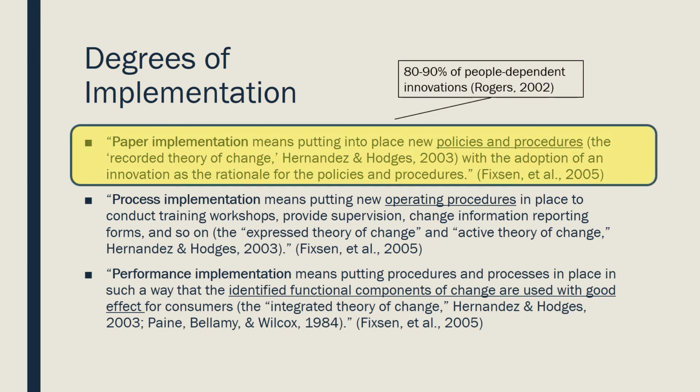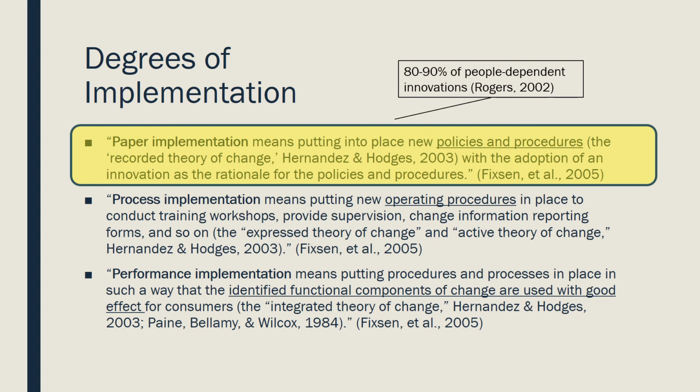It is estimated that 80 to 90% of people-dependent innovations get stuck at paper implementation. And education is definitely a people-dependent process. People-dependent innovations happen in education. Process implementation is a step up from paper implementation. In process implementation, the work of implementation begins. If people make it past paper implementation, process implementation is where many school initiatives unfortunately stop. A new practice or policy is adopted, described, and training is provided, but that's where it stops. The focus is on the process itself as opposed to focusing on the results obtained by implementing the process.